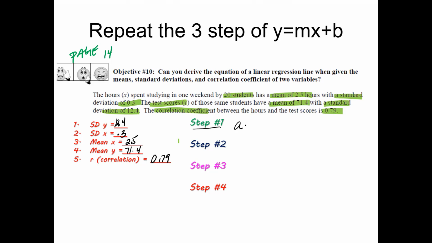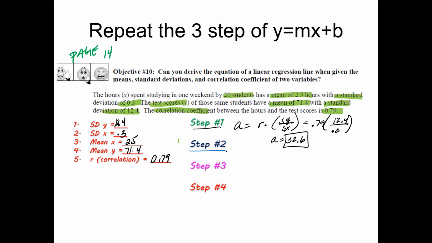For the first step, we're going to look for A, which is R times SY over SX. Your R value is 0.79. SY is going to be 12.4 divided by SX, which is 0.3. If you go ahead and divide it, then multiply by 0.79, you should have a 32.6. So that is first step.